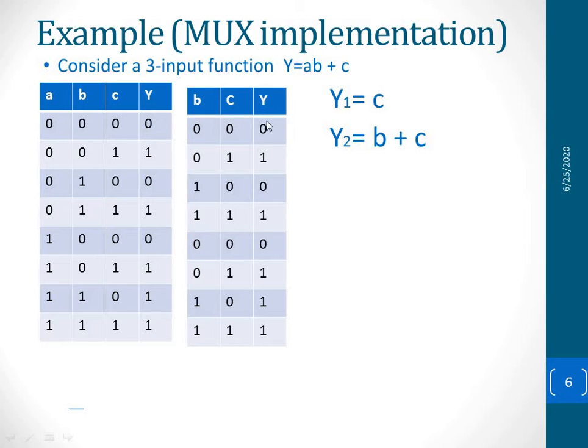So the half portion I am writing as y1, y1 equals c. Getting with me? y1 equals c. What about y2? You can see here, 0 or 0 is 0, 0 or 1 is 1, 1 or 0 is 1, 1 or 1 is again 1. So my y2 will be b plus c. So this is further decomposed into y1 as c and y2 as b plus c.